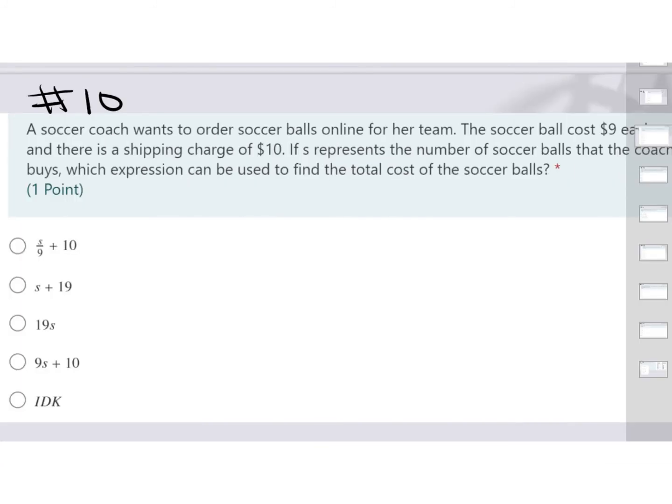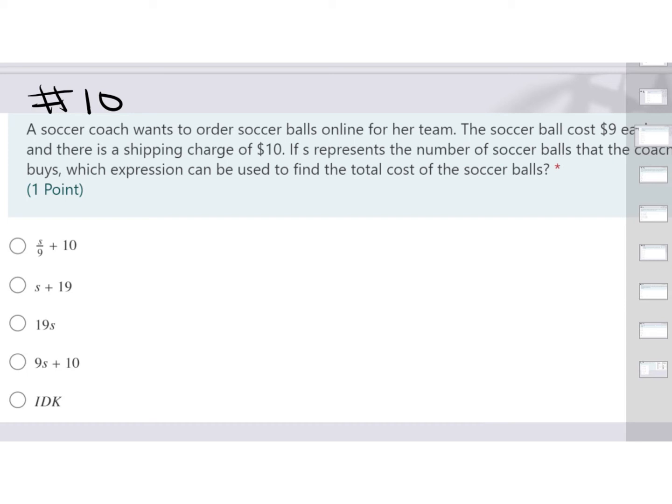So this one's also translating words into math, where we are now doing kind of a real world problem. A soccer coach wants to order soccer balls online for her team. The soccer balls cost $9 each, and there is a shipping charge of $10. If S represents the number of soccer balls that the coach buys, which expression can be used to find the total cost of soccer balls?